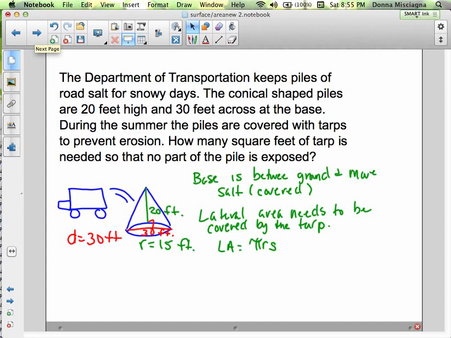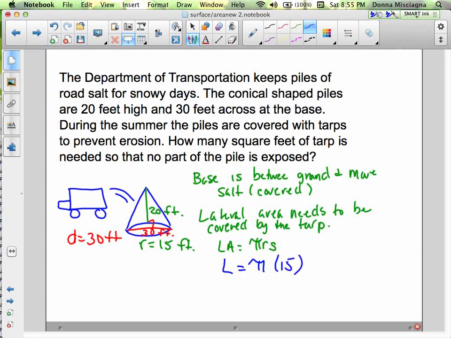Right? So now using my lateral area formula, we can find how much tarp we need. The lateral area is pi times the radius. We have the radius. That is 15. But do we have the slant height? Well, no. We have the height. This is 20 feet high. That's the height, not the slant height. So we have to use the Pythagorean theorem to find the slant height. So in your notes, you want to put use Pythag theorem. Don't just blindly plug in numbers. Make sure you think about which values you are given. We don't want 30, that's the diameter, and we don't want 20, that's the height. So we want slant height.